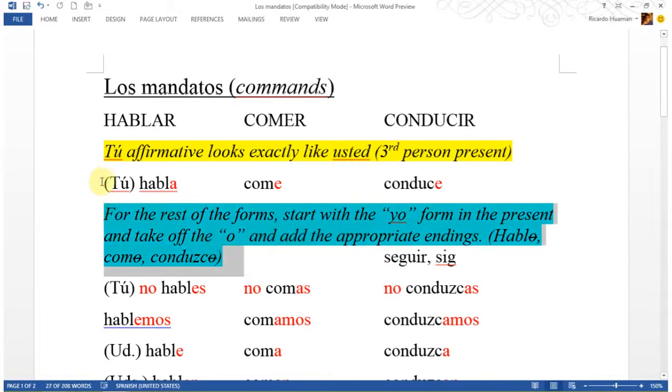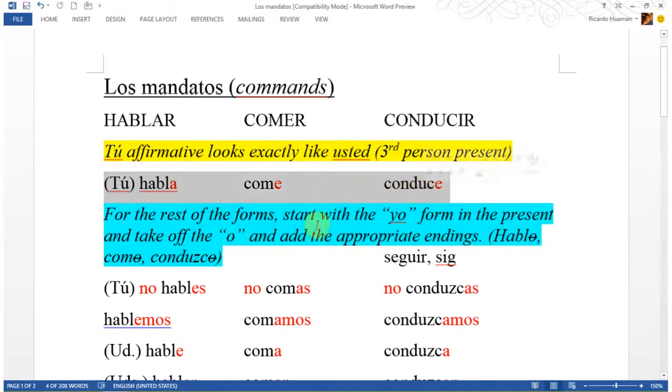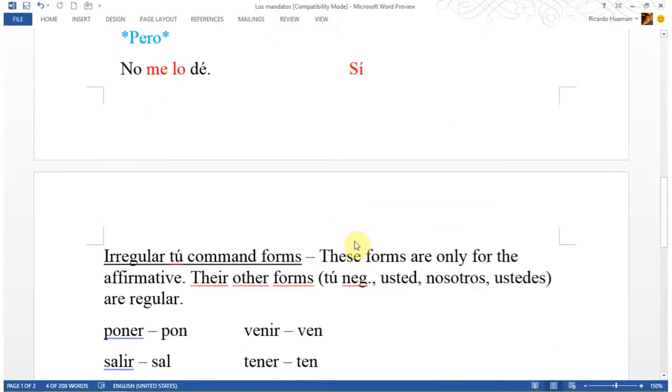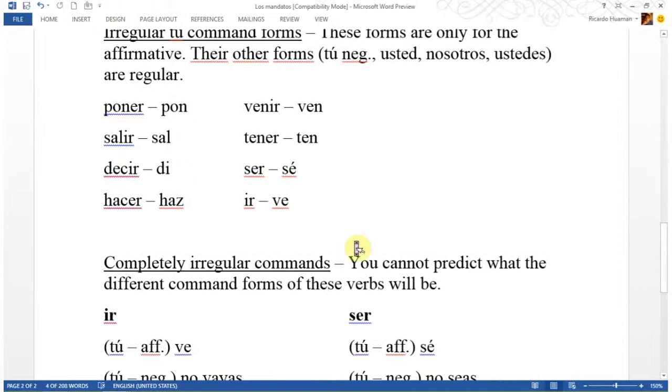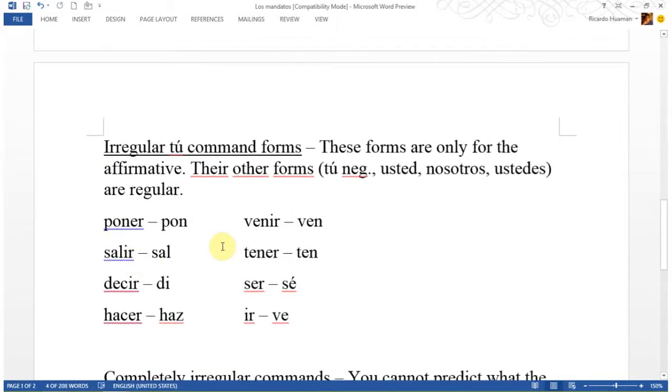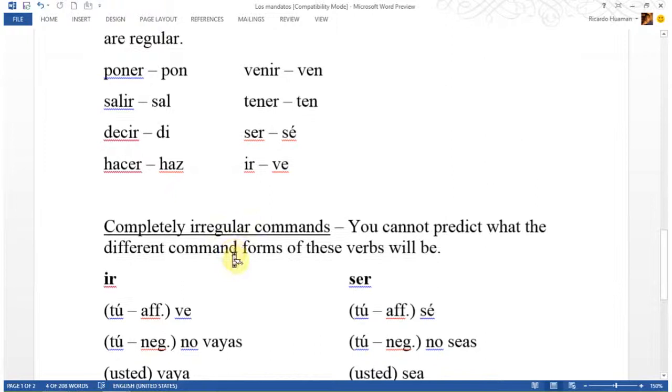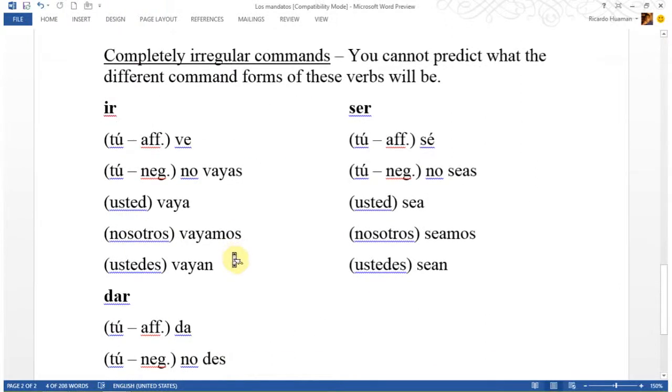So again, another instance of where tú affirmative is an outlier. In this case, it has completely irregular tú command forms. These commands are completely irregular. You cannot predict what the different command forms of these verbs will be. Just by looking at ir, there's no way you can guess that there's going to be a v right there.